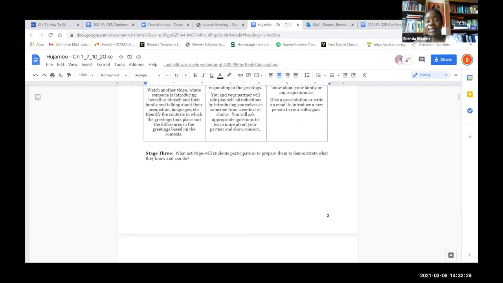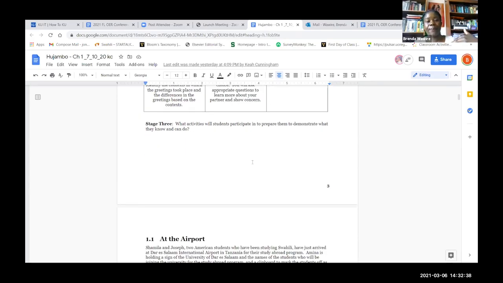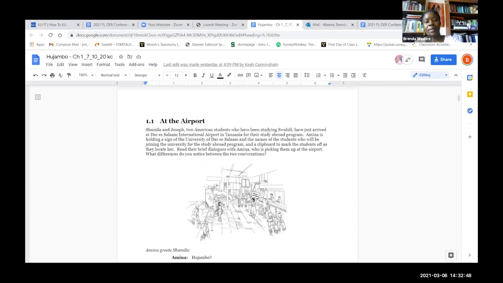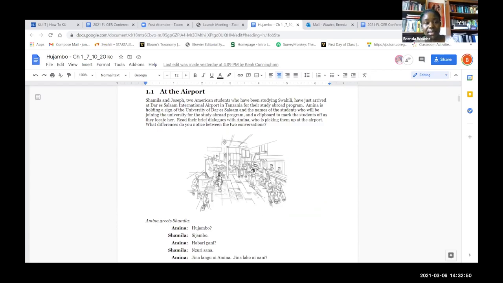And then stage three, which are the learning activities and scenario, just demonstrate what students will be able to do. So the teacher models, and then we have several activities that are presented using the communicative framework for students to be able to attain the desired learning outcomes. So this is the outline. So this is the beginning of chapter one.